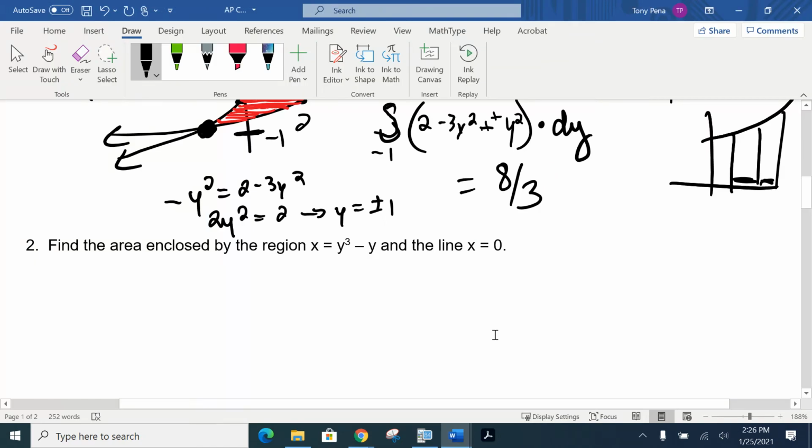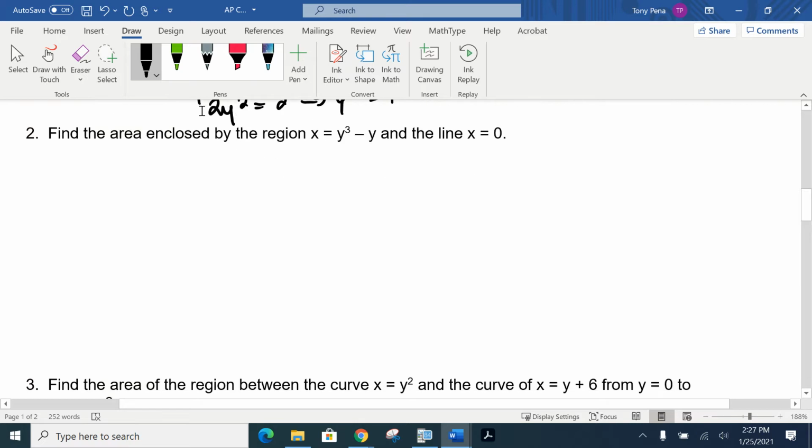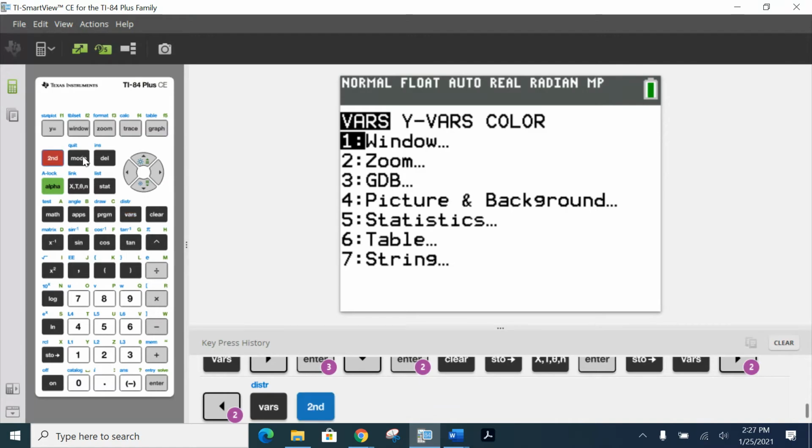All right, so number 2, this should be where everybody is leaving off. Or I'm sorry, 7th period to be leaving off, and then 3rd period you guys can jump ahead to the next page. So number 2, you're going to find the area enclosed by x equals y cubed minus a y. So a couple things real quick.